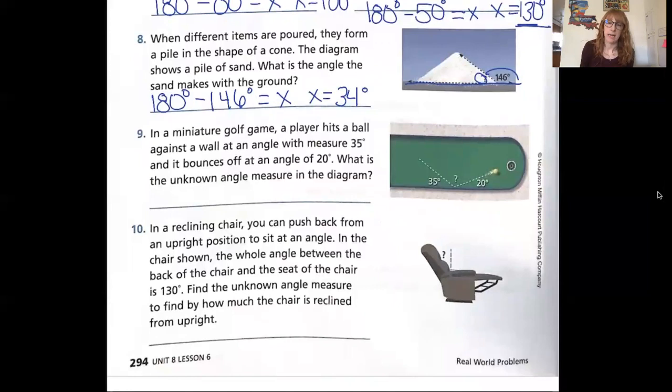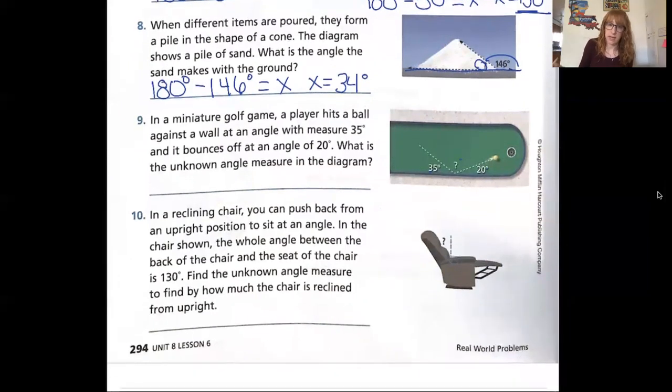Now, number 9 requires 2 steps. So instead of just like on this one where there's 2 angles to make the 180 degrees, there's 3 angles to make 180 degrees. In the miniature golf game, a player hits a ball against the wall at an angle with measure of 35 degrees. So that's this one here. The ball bounces off at an angle of 20 degrees. So we want to know what this missing angle here is.